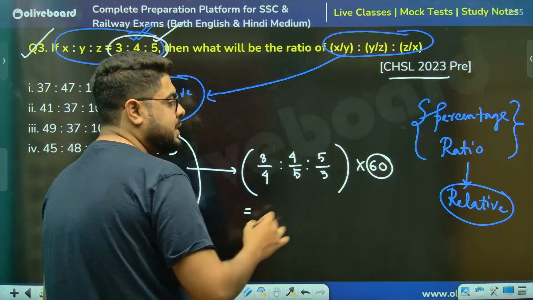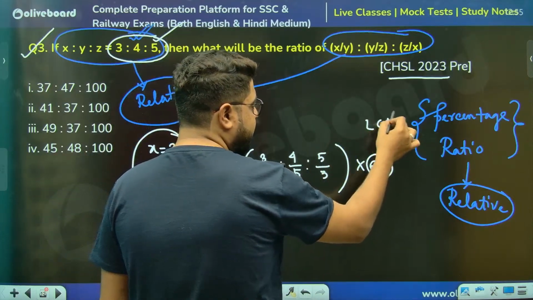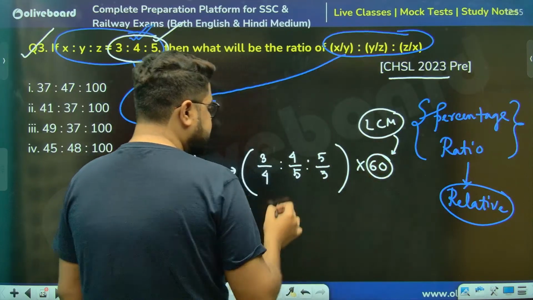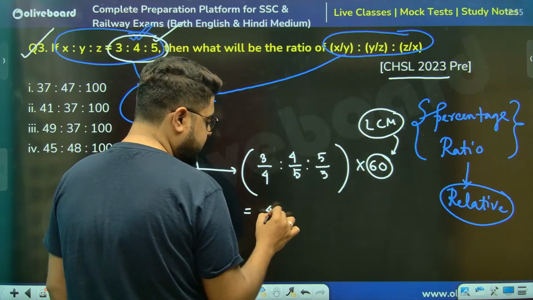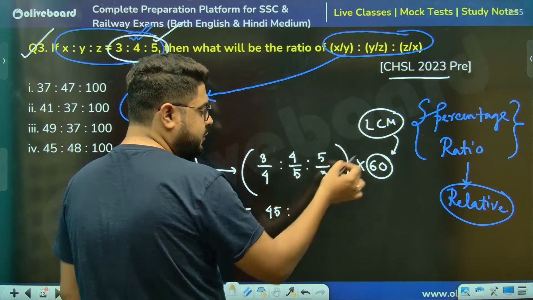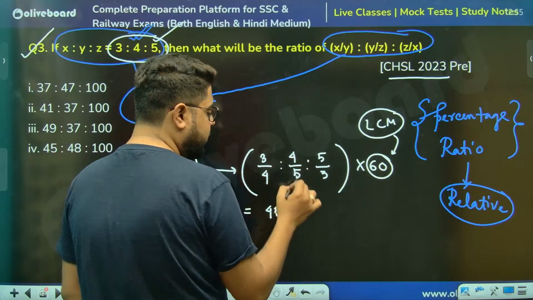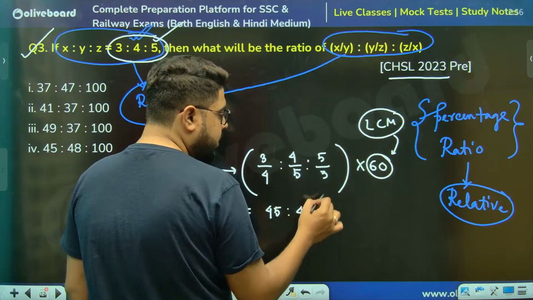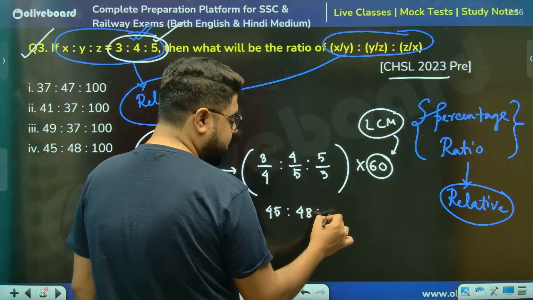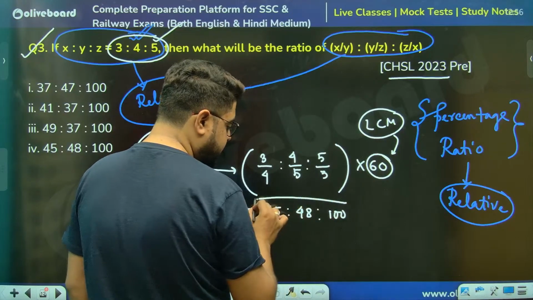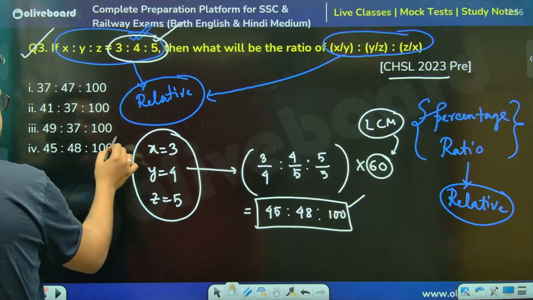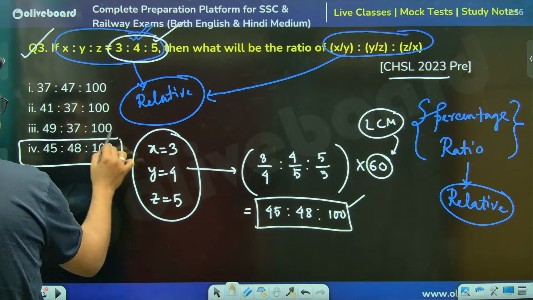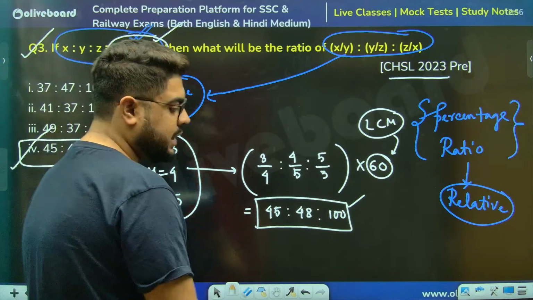Multiply this by 60, that is the LCM of the denominators. So 60, if I multiply, 4 15s are this, 15 3s are this, 5 12s are this, 12 4s are this, 3 20s are this, 12 25s are this. Done, sir. 45, 48, hundreds. Done.